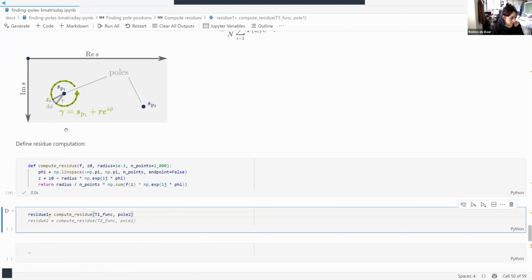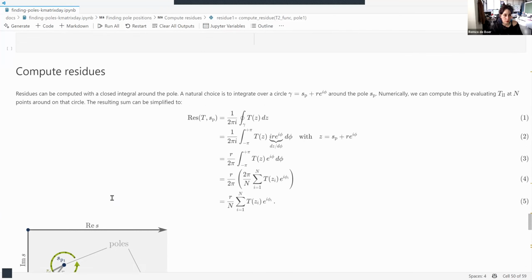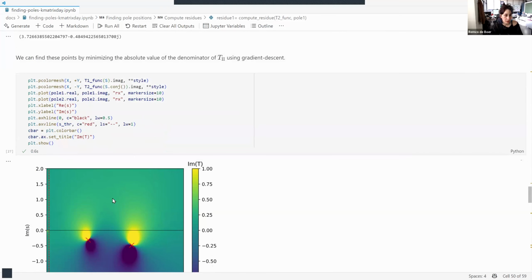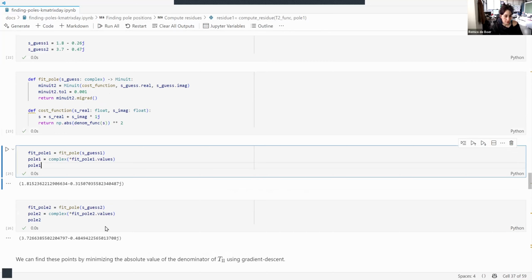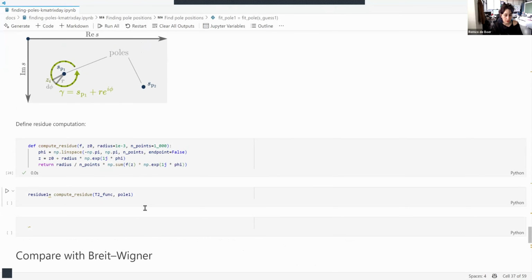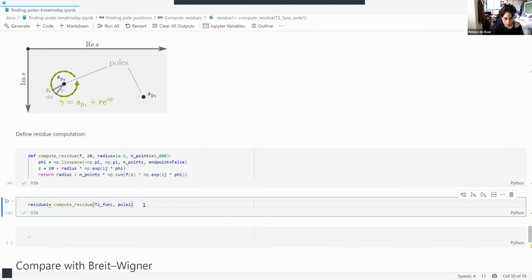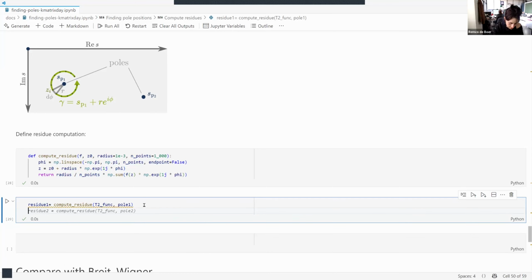So I'm using the T1 func in this case. And not the T1 func, I should use the T2 func because the poles are located on the second sheet. And pole 1 here is defined as my first pole position computed by Minuit. So here, this is the complex number I'm giving to the compute residue function now. And yeah, seemed to work. So now I can print it.